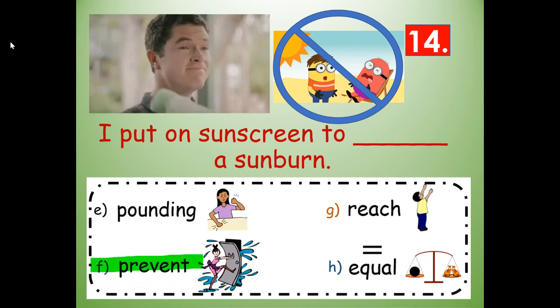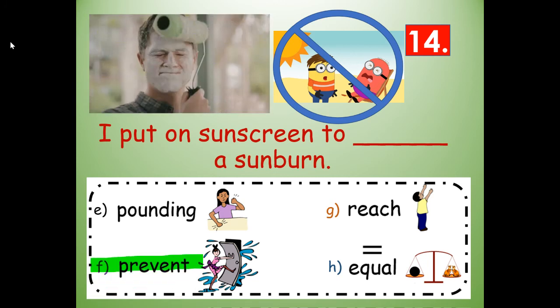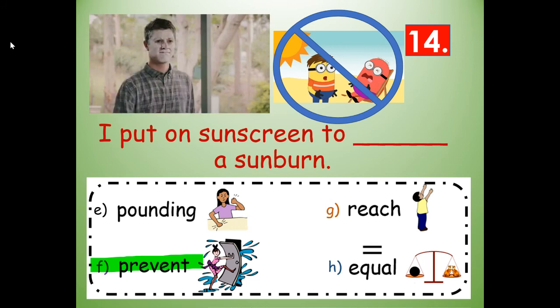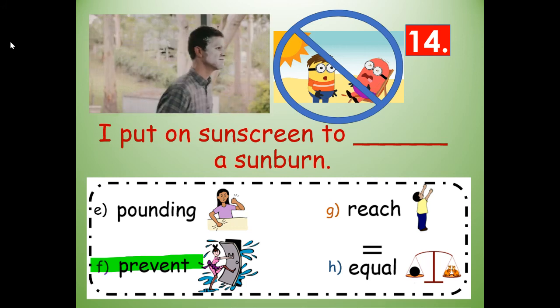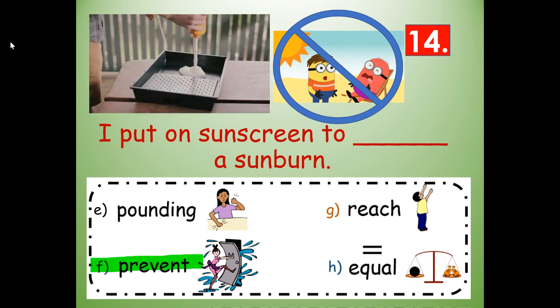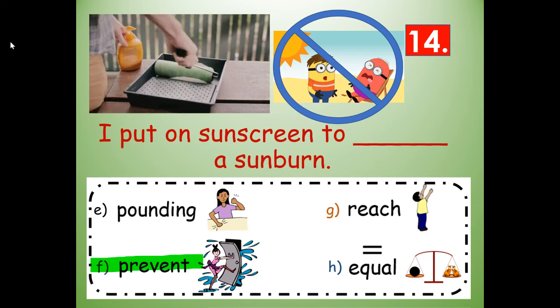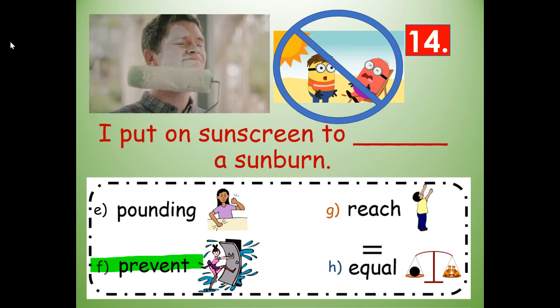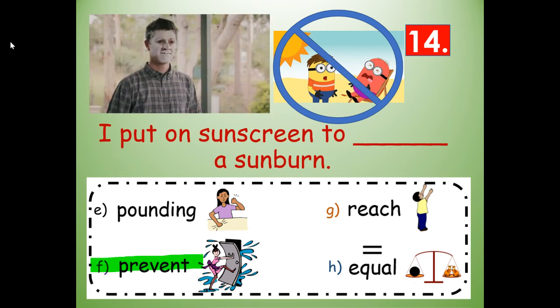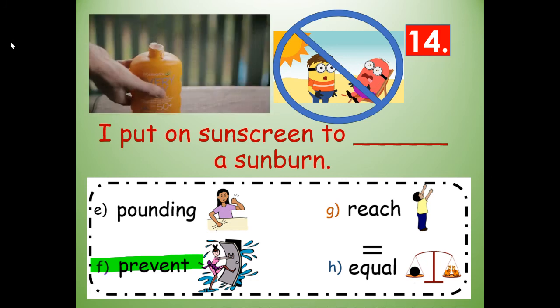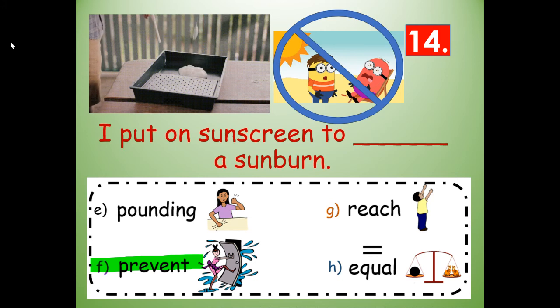Prevent. You want to prevent a sunburn. I put on sunscreen to prevent a sunburn. P-R-E-V-E-N-T, prevent. To keep from having to get a sunburn, you put on sunscreen.